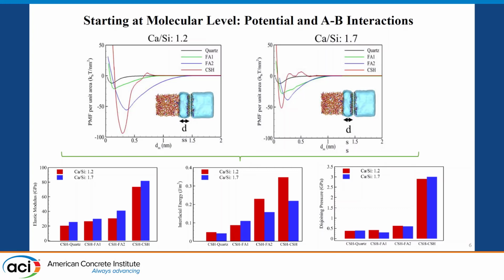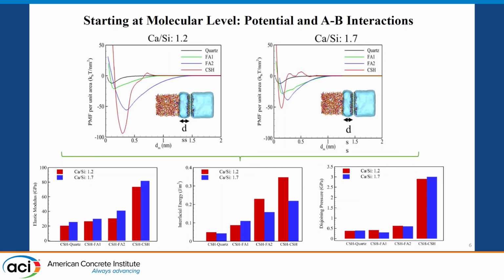Those are the potential wells for different types of interfaces, the interactions. The largest one, the red one, is the interaction between two CSH. The larger the well, the stronger the interaction is. So the two CSH, they like each other because there are strong ionic correlation forces and cohesive forces. That's why the cementitious phase, in terms of the CSH matrix, is able to deliver so much strength and stiffness.